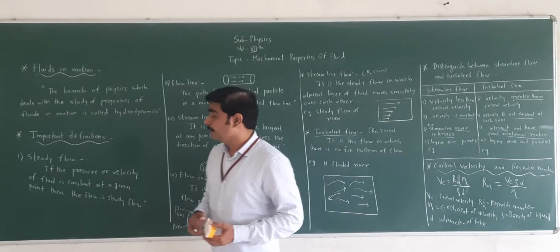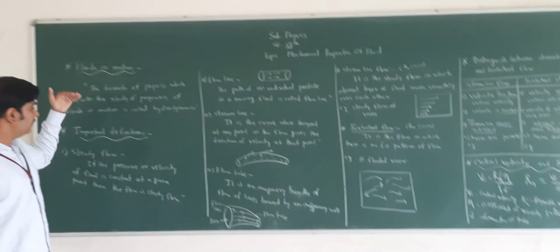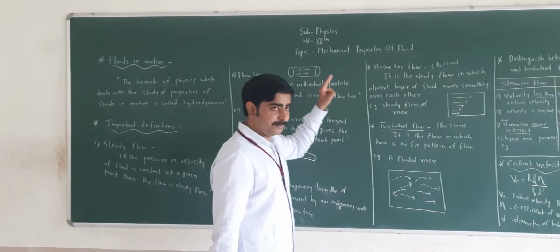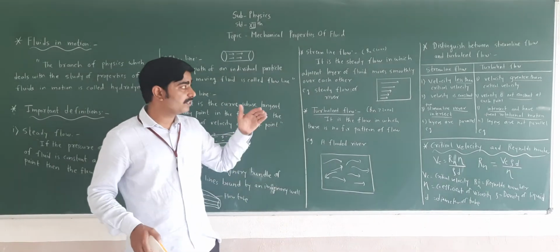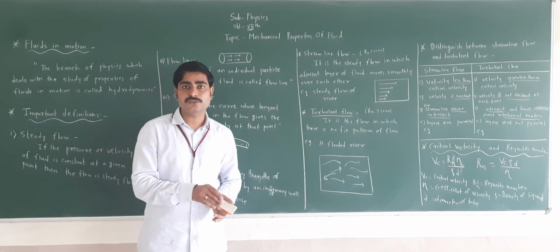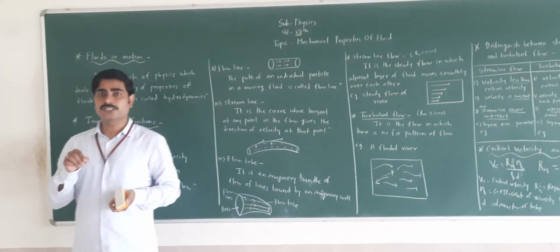So friends, today we have seen fluids in motion. In that we have seen some important definitions. After that we have seen what is the meaning of the streamline flow, what is the meaning of the turbulent flow, distinguishing points between the streamline and the turbulent flow, and the definitions of critical velocity and Reynolds number. I hope you have understood these points.